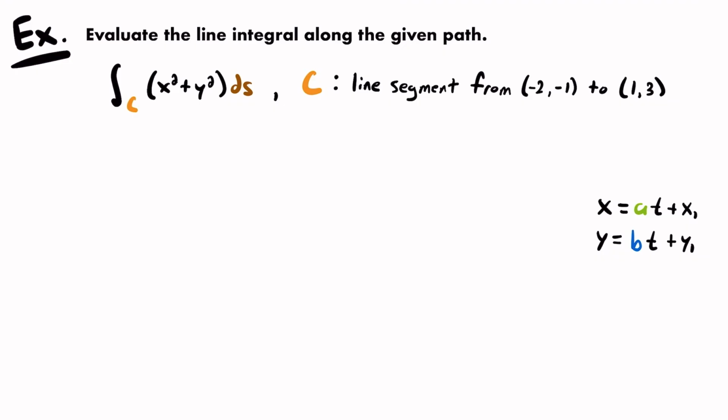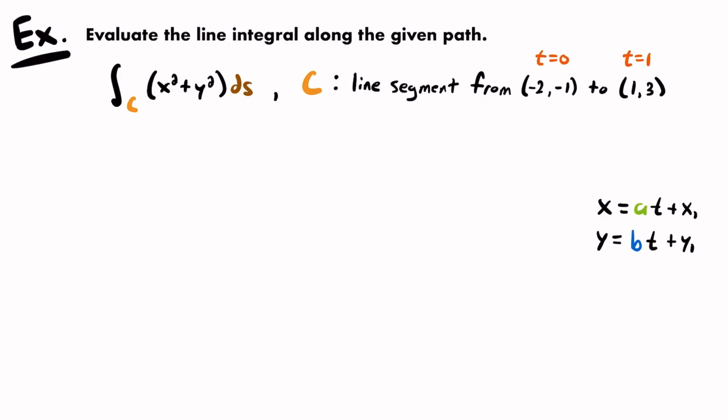Every single time you want to parameterize a line segment, let the initial point correspond to t equals 0, and let the terminal point correspond to t equals 1. T equals 0 is where the line starts, and t equals 1 is where the line ends. Now you don't have to pick t equals 0 and t equals 1, but if you do, it's going to make the setup a whole lot easier.